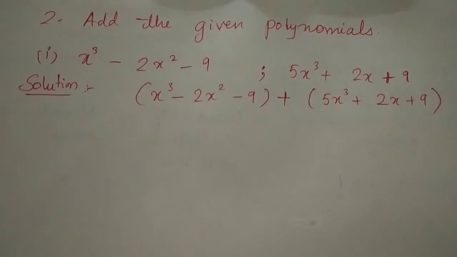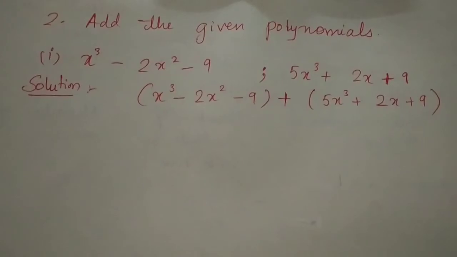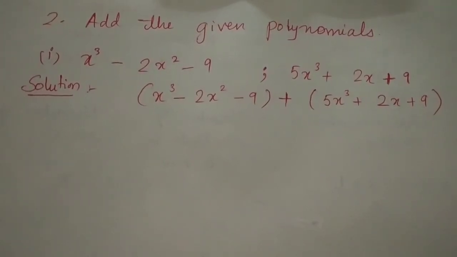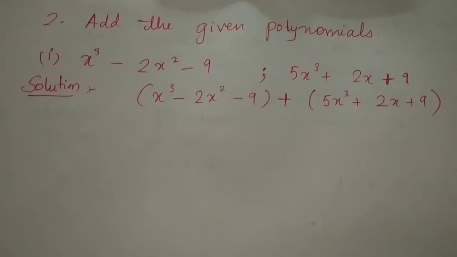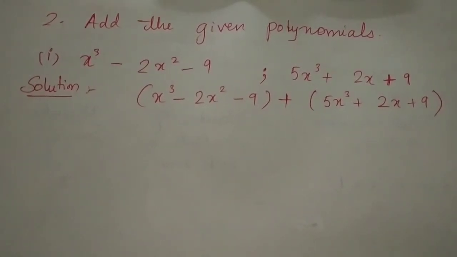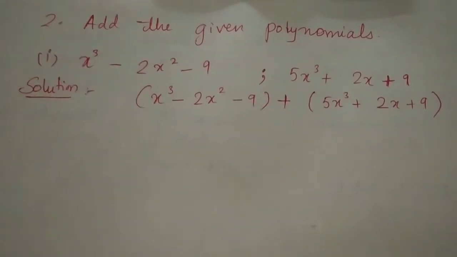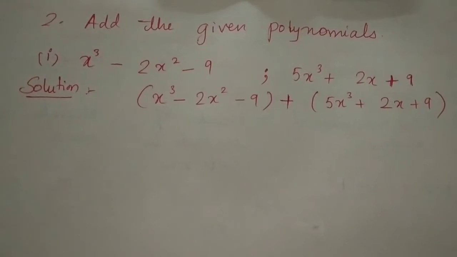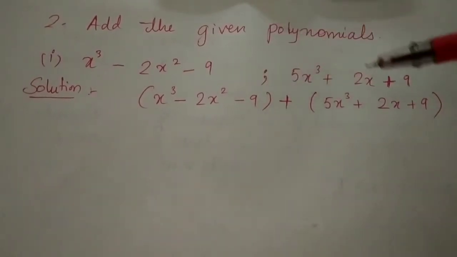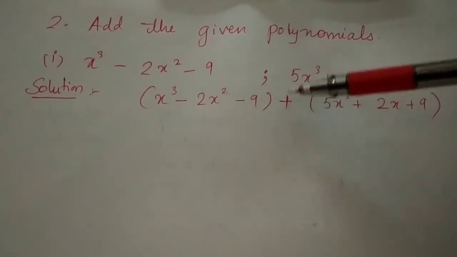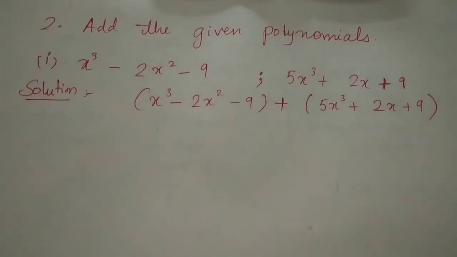In the second question, we have been given two polynomials. The first one is x cube minus 2x square minus 9, and the second one is 5x cube plus 2x plus 9. We have to add both these polynomials. Okay, so it's very easy. The first step will be putting both the polynomials in brackets and putting a plus sign in between. I put both the polynomials in brackets and I put a plus sign since they have asked us to add.